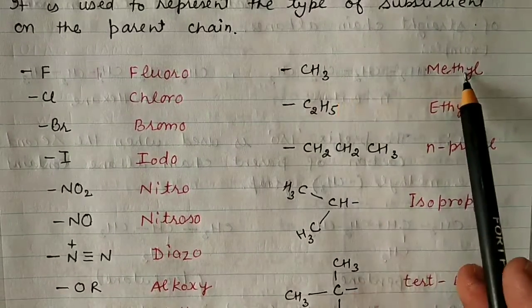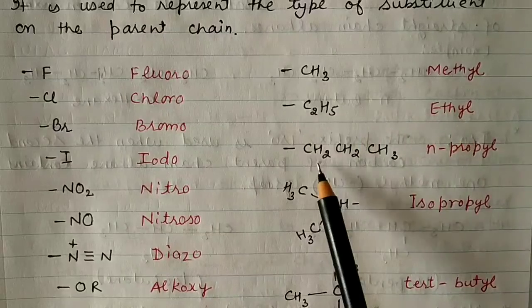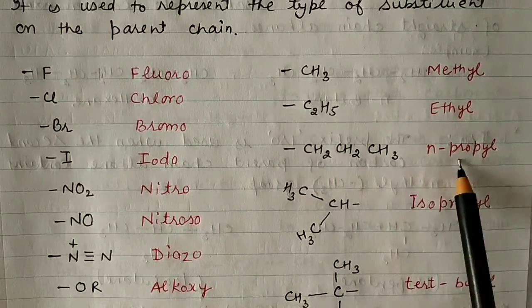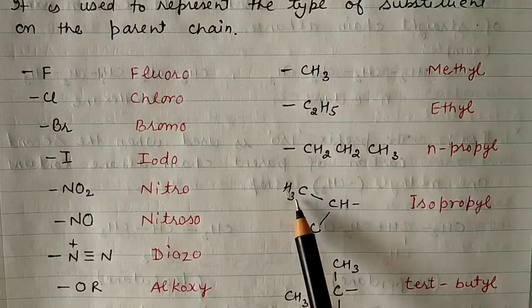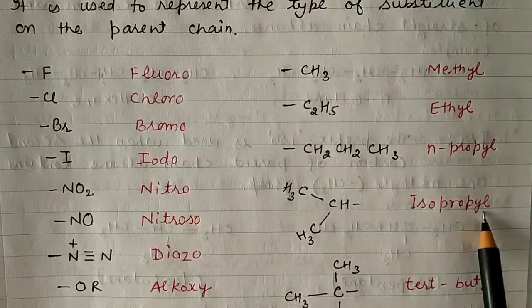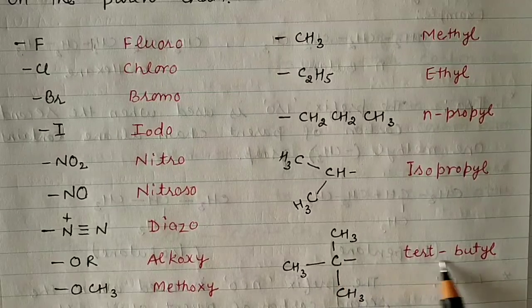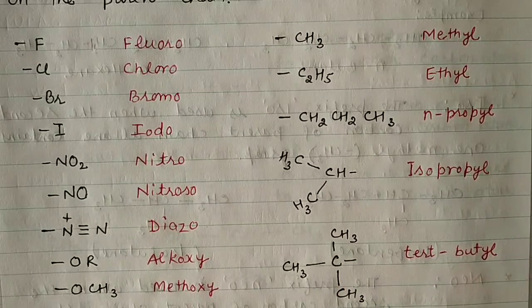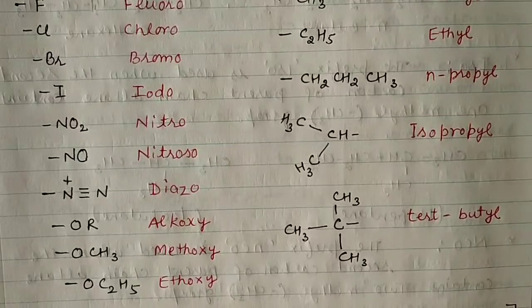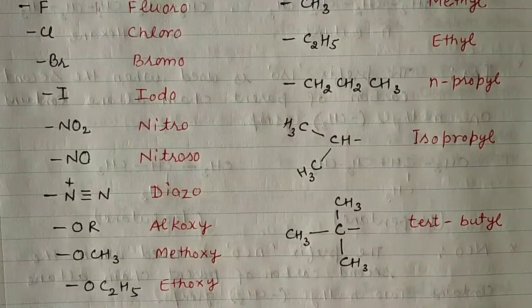For CH3, methyl. For C2H5, ethyl. For CH2CH2CH3, n-propyl. For this, CH3CHCH3, isopropyl. For CH3, C, CH3, CH3, this is tertiary butyl. So we have to mention these while writing the IUPAC nomenclature. These are the secondary prefixes.